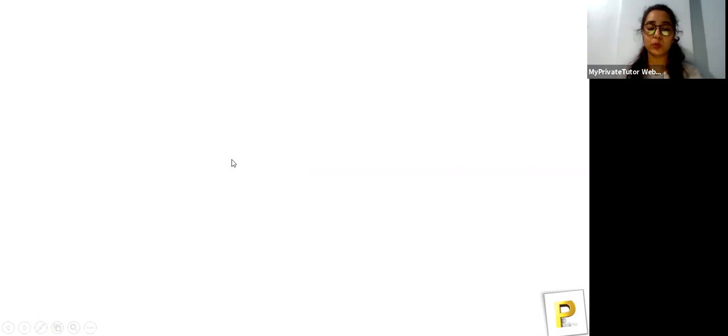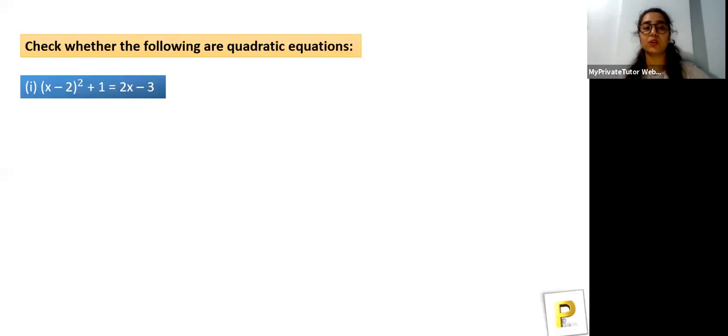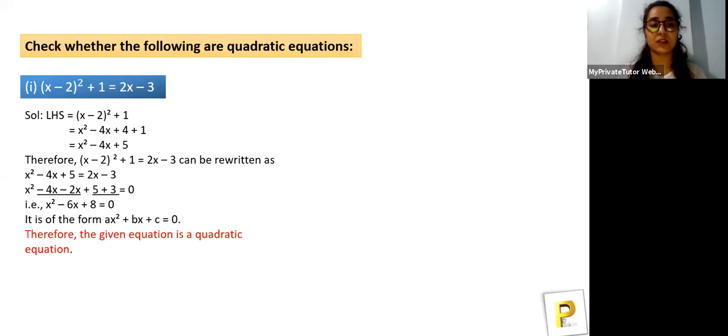Okay, let's move towards some more questions. Check whether the following are quadratic equations. Now this question looks quite complicated, like not easily getting answers. So let's see if it's a quadratic equation or not. What we'll do is we'll first simplify the left hand side. So x minus 2 the whole square plus 1.